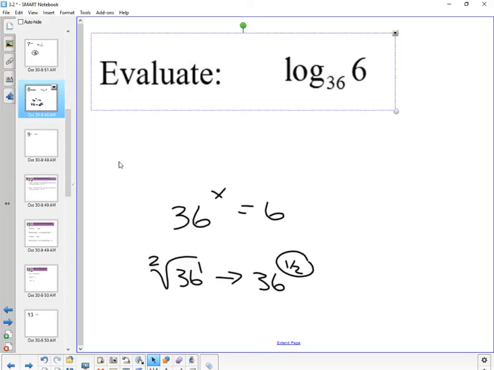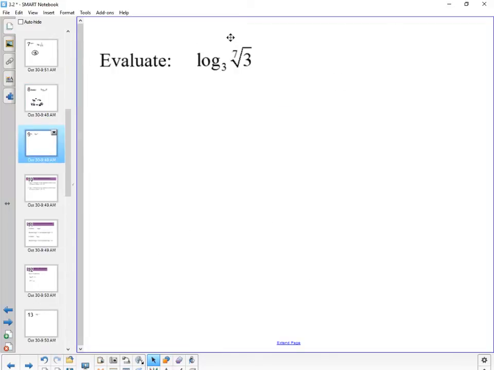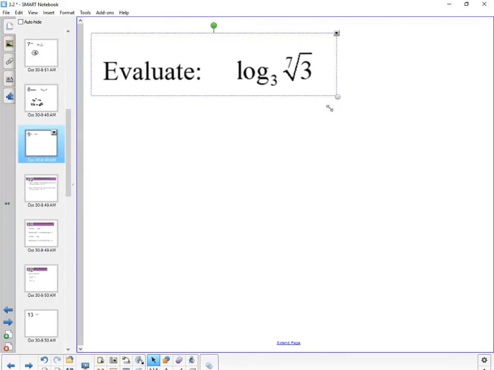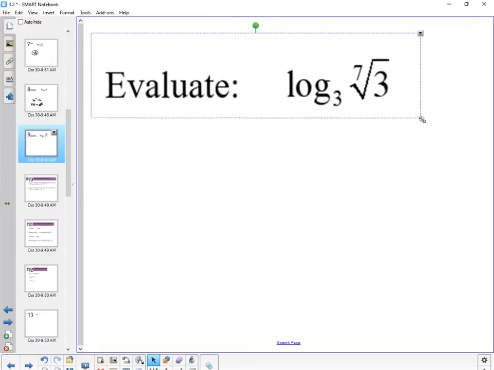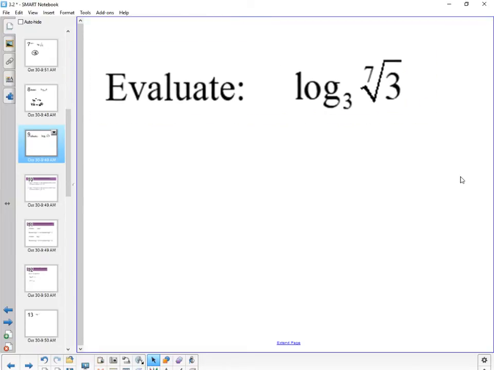Are we good with this slide? Guys ready for a challenging one? What exponent on 3 gives me the 7th root of 3? It's 1/7. Oh, wow. You guys are good.